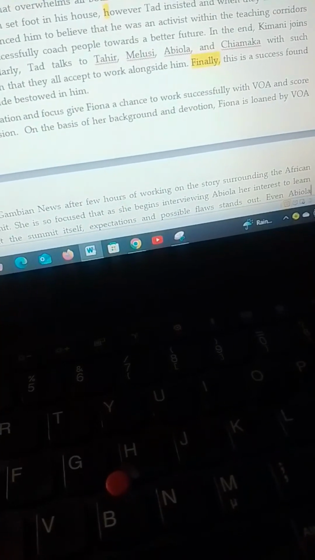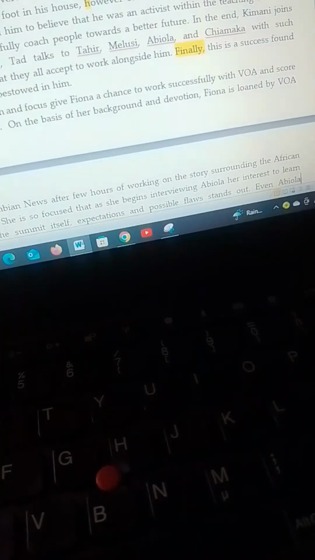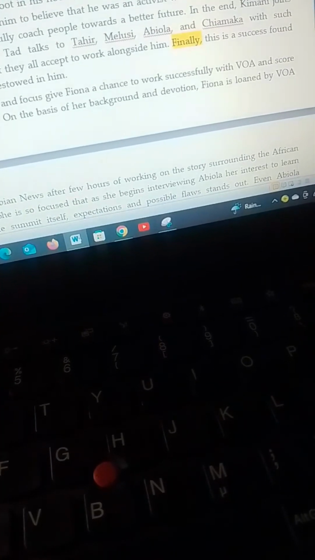Similarly, Tad talks to Tahir, Melusi, Abiola, and Chamaka with such determination that they all accept to work alongside him. Finally, this is a success found in the fortitude bestowed in him.